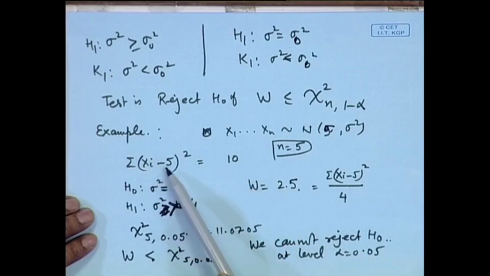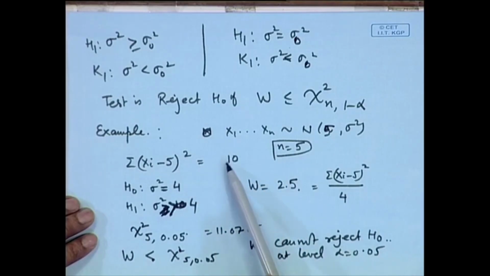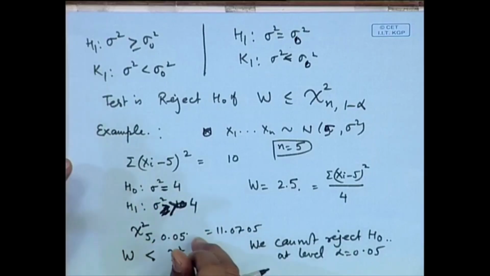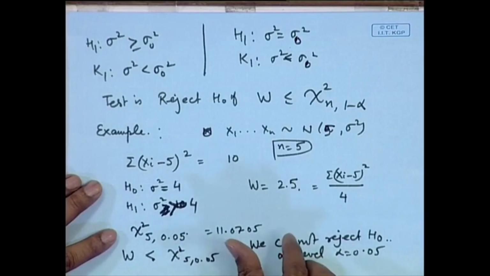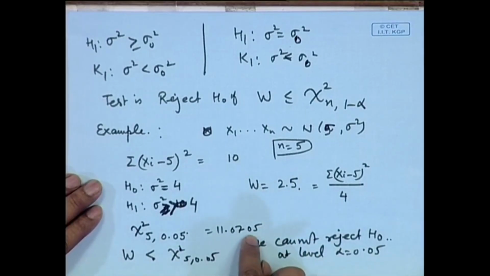So, if we look at sigma (xi minus 5) whole square by n, which is the maximum likelihood estimator, that will be equal to 2. If we are using that as an estimator, naturally it is less than 4, and therefore sigma square greater than 4 is not supported very much. Whether it is significantly not supported, we have to see from the probability of the type 1 error, and here it turns out that actually we cannot reject H naught.